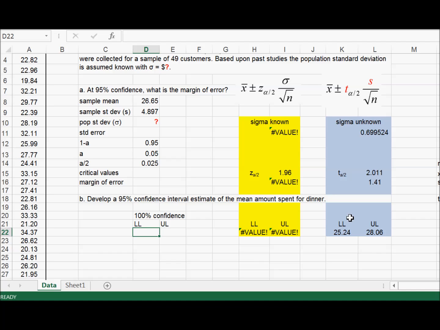What's the 100% confidence interval? What are these z-values? 1 and 0. Infinity and negative infinity. So when you multiply your infinity times your standard error, what's your margin of error? Infinity times the standard error is infinity. Infinity plus your sample mean is infinity. Infinity minus your sample mean is infinity.